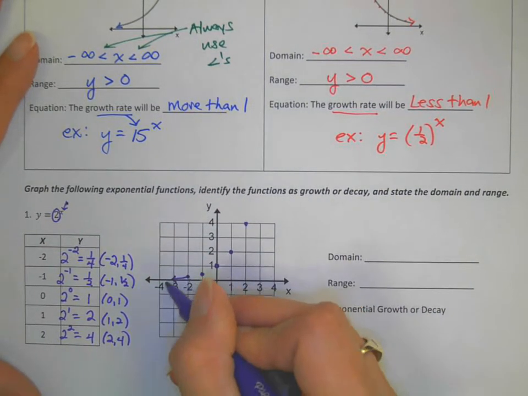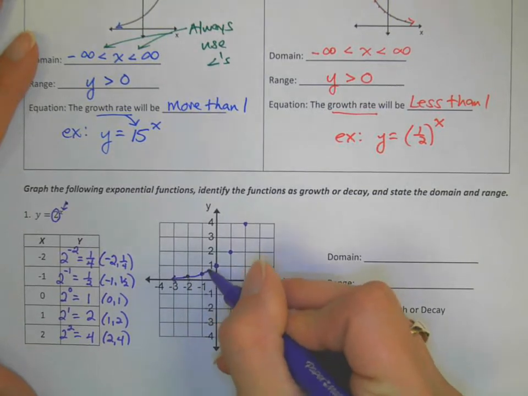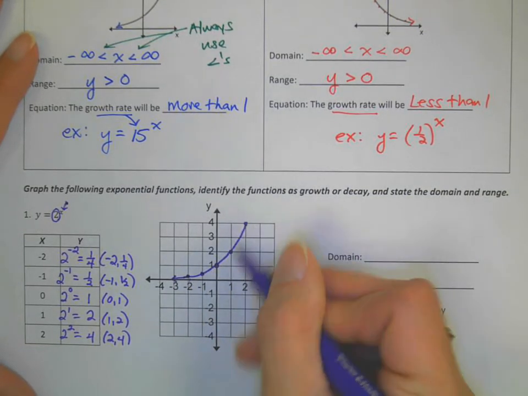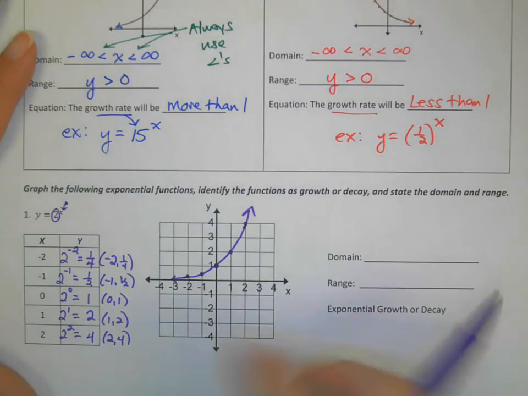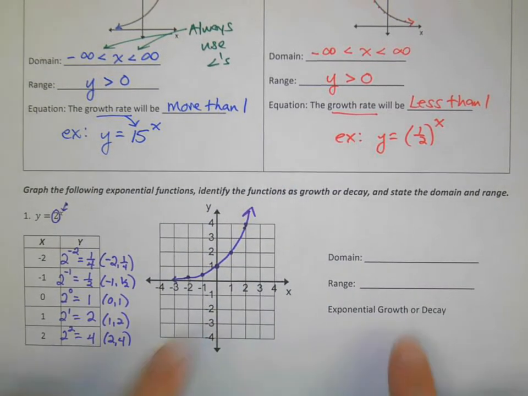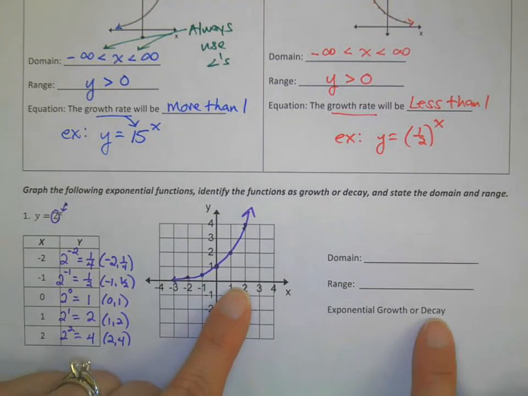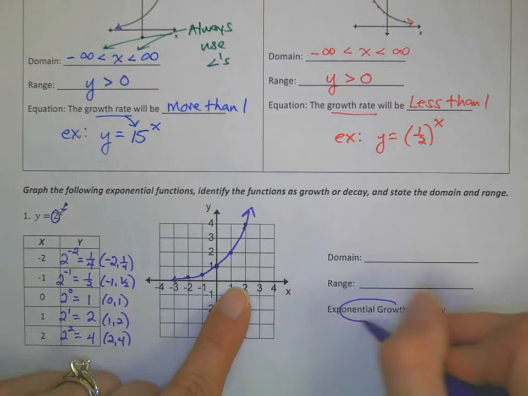Use an arrow. And then it's going up, up, up, up, up. Now, just since we stopped at the chart doesn't mean it stops. Make sure you put an arrow. It goes forever. So, class, was this growth or was this decay? Yes, this was exponential growth.